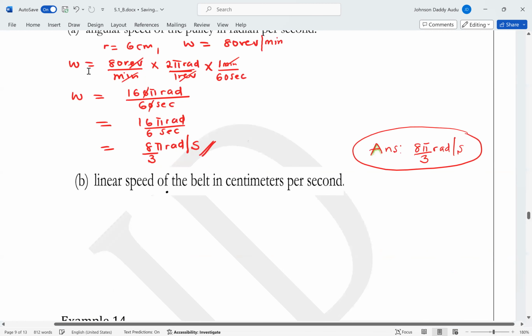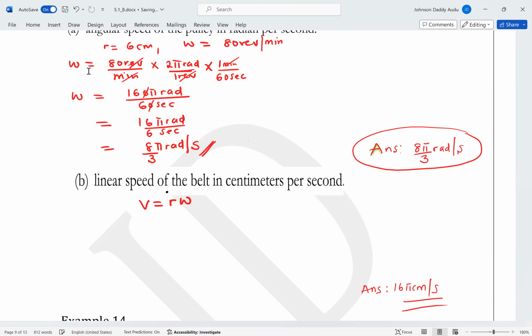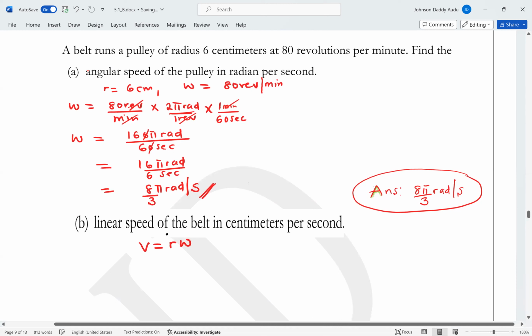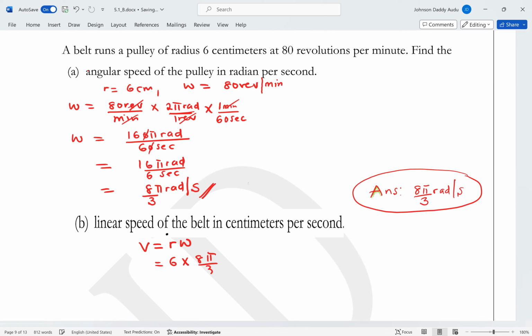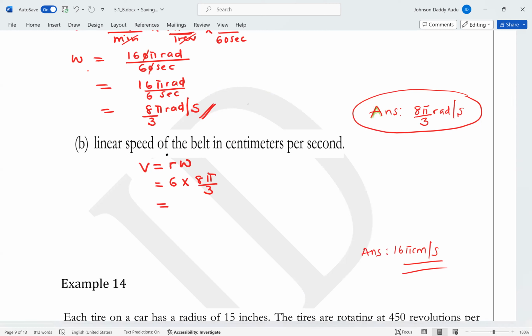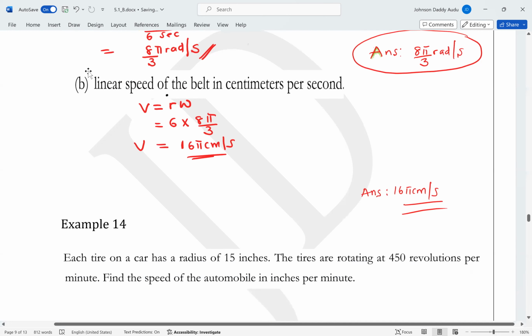Then to find the linear speed, we just use this one, right? But remember, we already have our R. R was 6 centimeters. So this is going to be 6 times what? 8 pi over 3. And this should give us what? This should give us 16 pi centimeter per second, because this is linear speed and the radius is in centimeters.